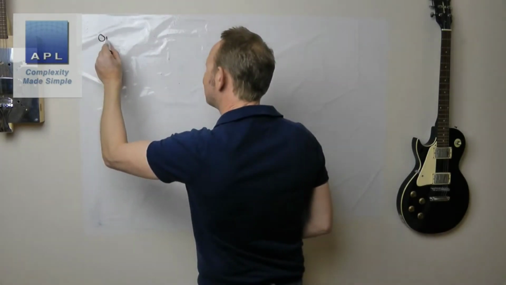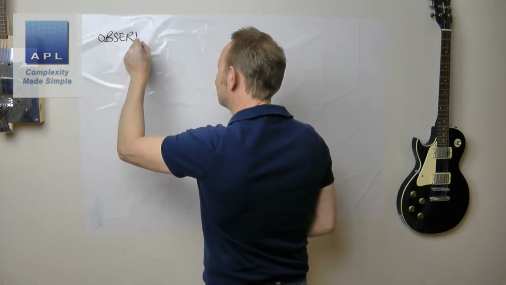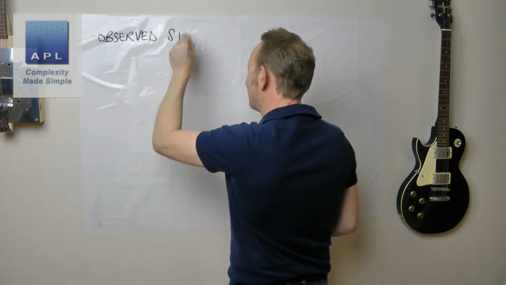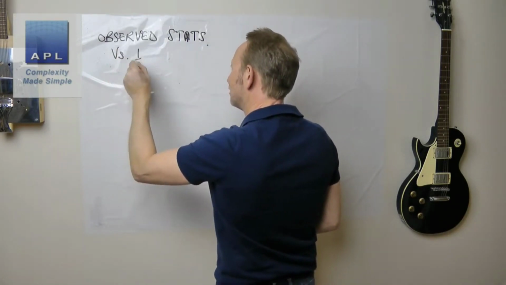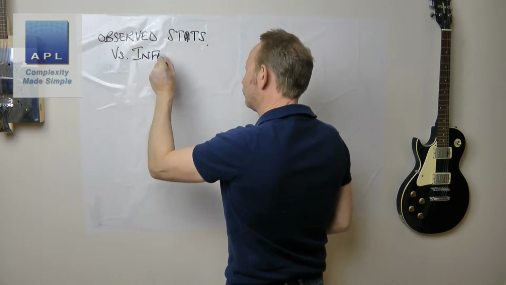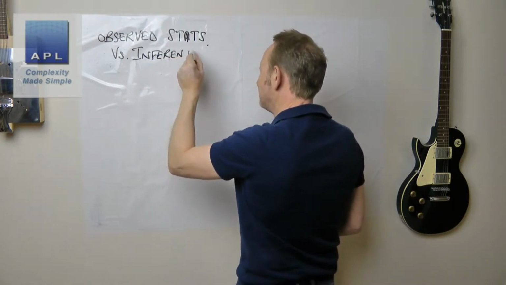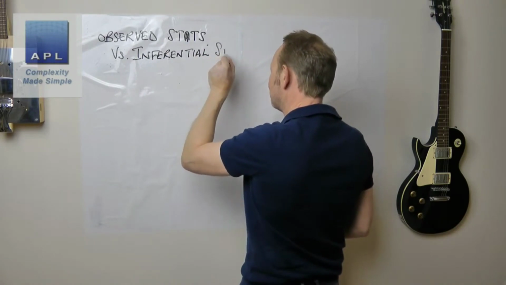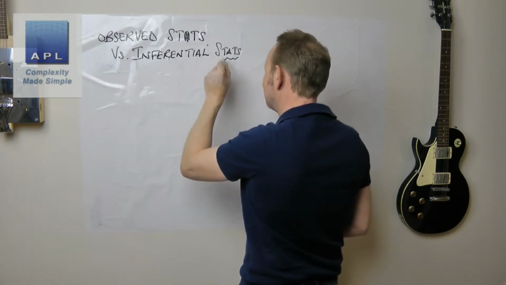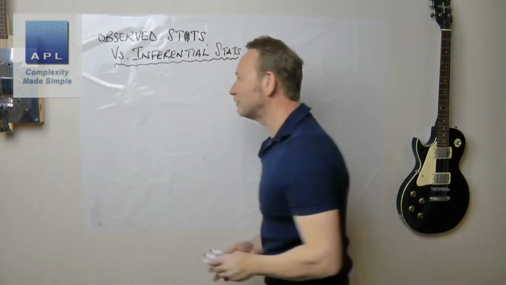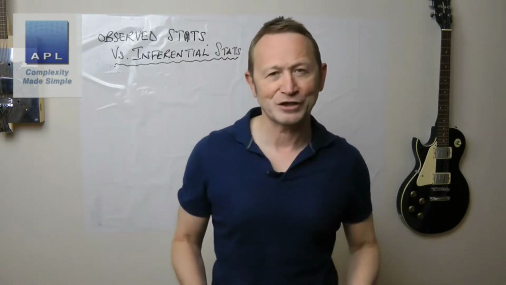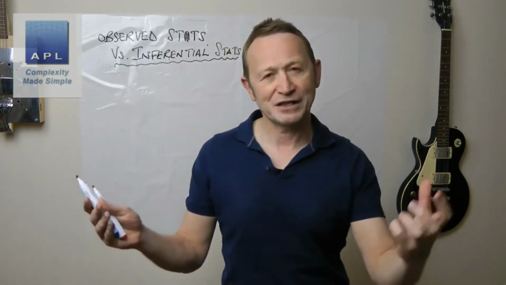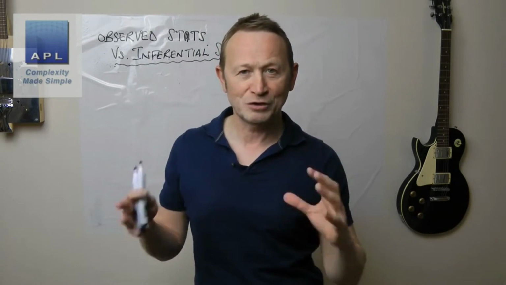We are going to compare observed stats versus inferential, drawing a deeper conclusion from the data that's in front of you. Observed versus inferential. Now, as I say, the way this is going to show up in most manufacturing companies is the idea of taking a sample. Often we're taking a sample right at the beginning of a new product.